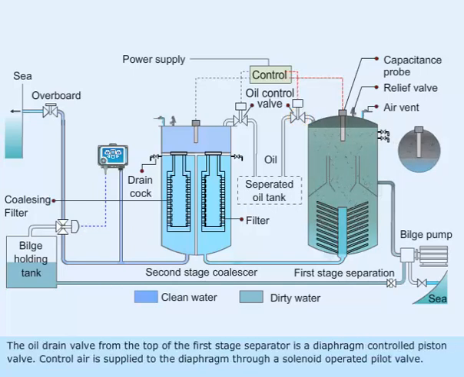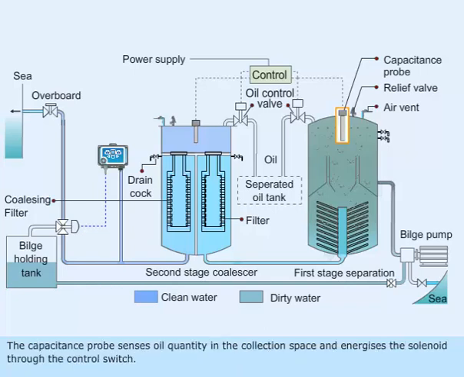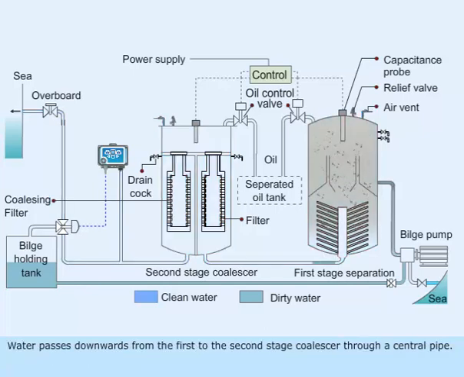The oil drain valve from the top of the first stage separator is a diaphragm-controlled piston valve. Control air is supplied to the diaphragm through a solenoid-operated pilot valve. The capacitance probe senses oil quantity in the collection space and energizes the solenoid through the control switch. Water passes downwards from the first to the second stage coalescer through a central pipe.